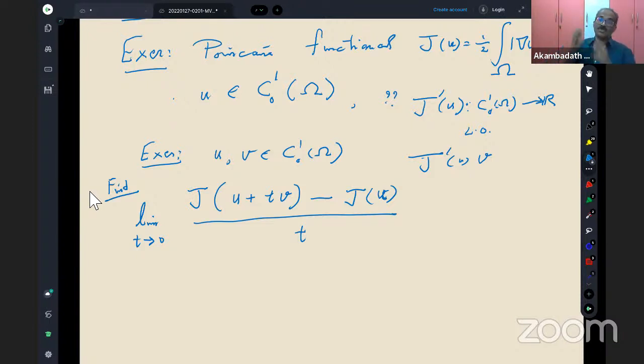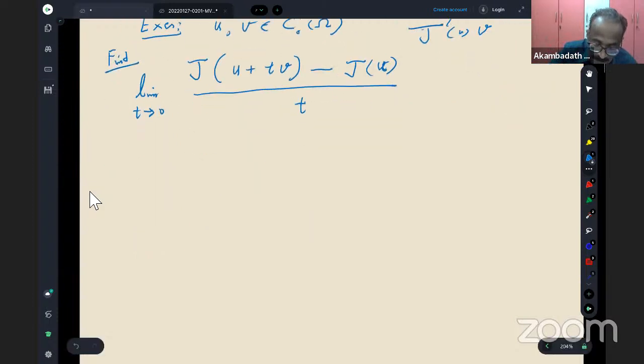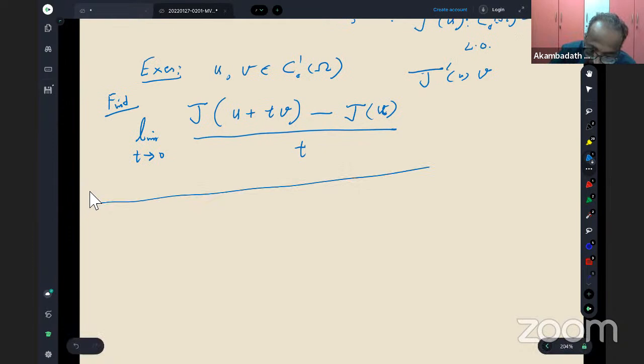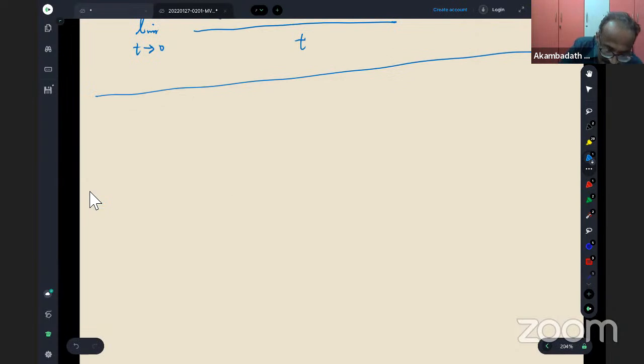But what I just want you to know is that J of U is one of the important functionals from the last century, which is also associated with certain energy in certain applications. So I will not do that one. This is just to indicate that you have plenty of applications which you can do.